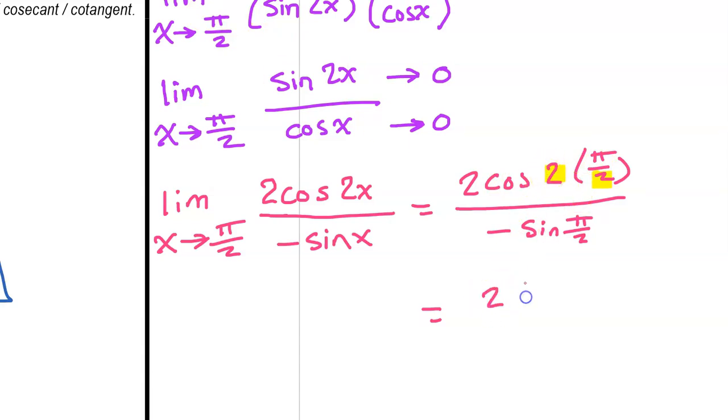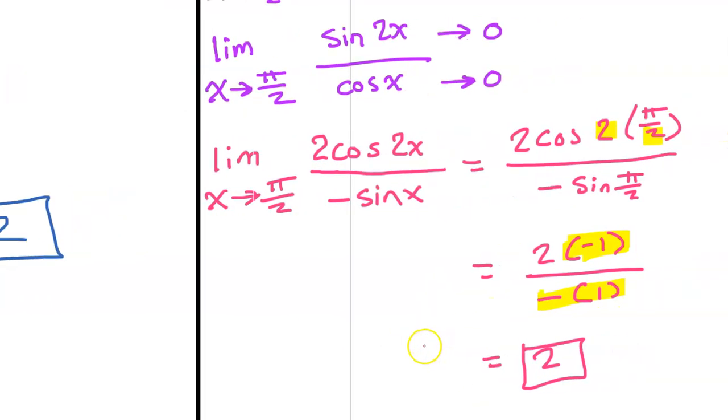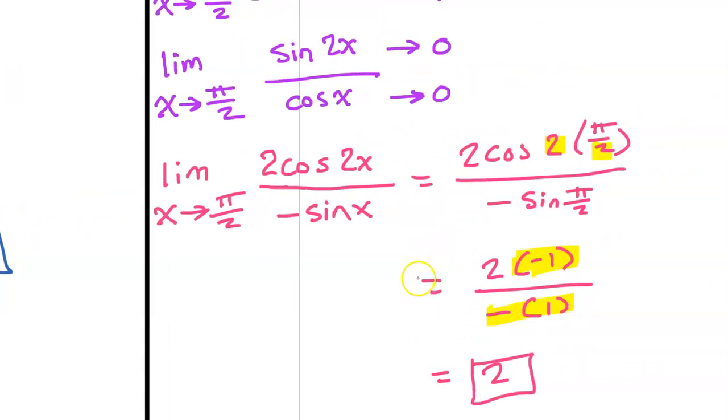So let me go ahead and show this. So I have 2 times negative 1. And then in the denominator, sine of pi over 2 is 1. So really, I have a negative 1 here, and this is also negative 1. So those cancel each other out, and I'm left with 2, which is the same answer I got the other way, but I'm using L'Hopital's rule instead of a double angle identity. So you can decide which works best for you.